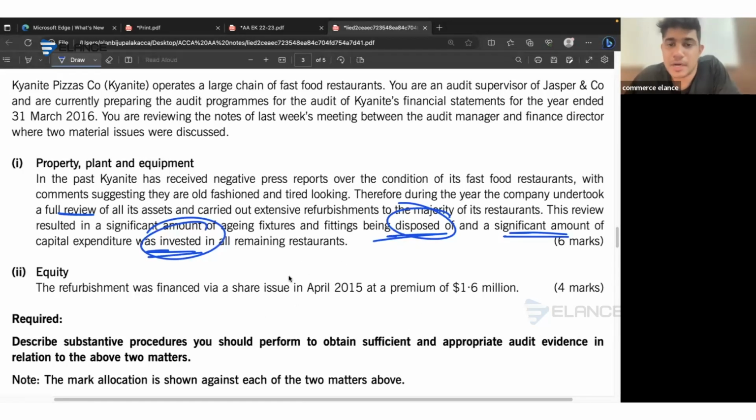Then only you will be getting marks for that. Is that clear, everyone? Okay. There are many students who will not even read the scenario. They will directly write the substantive in relation to PP. You won't get any marks.